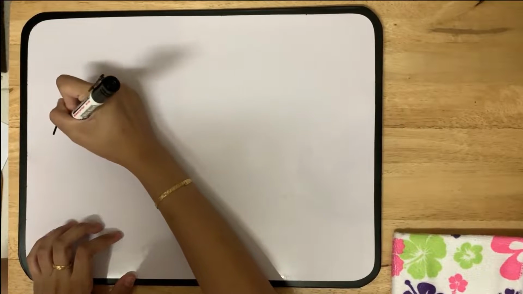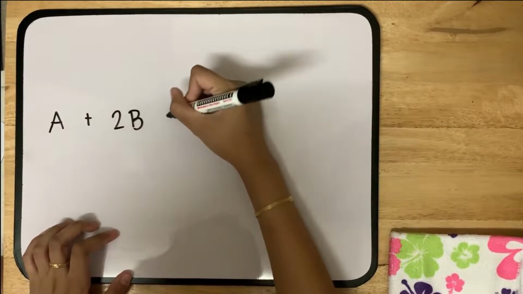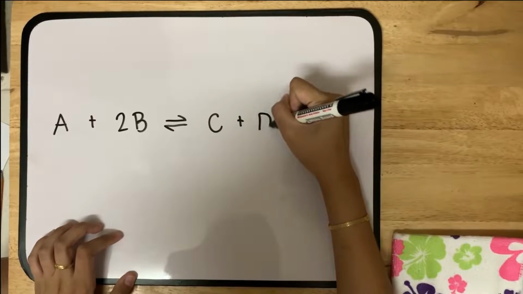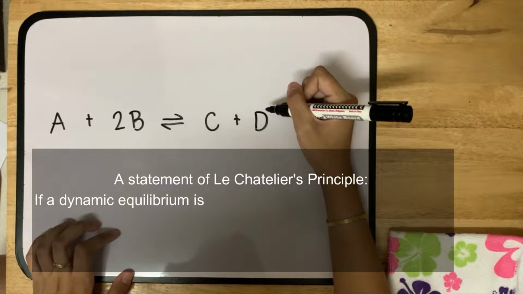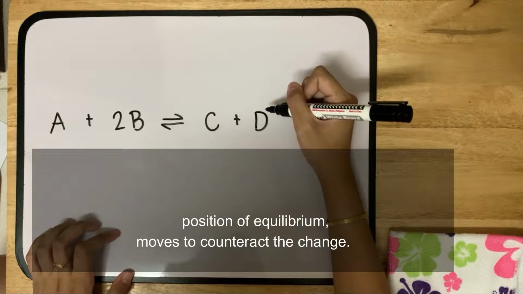Suppose you have an equilibrium established between four substances A, B, C, and D. A statement of Le Chatelier's principle: if a dynamic equilibrium is disturbed by changing the conditions, the position of equilibrium moves to counteract the change.